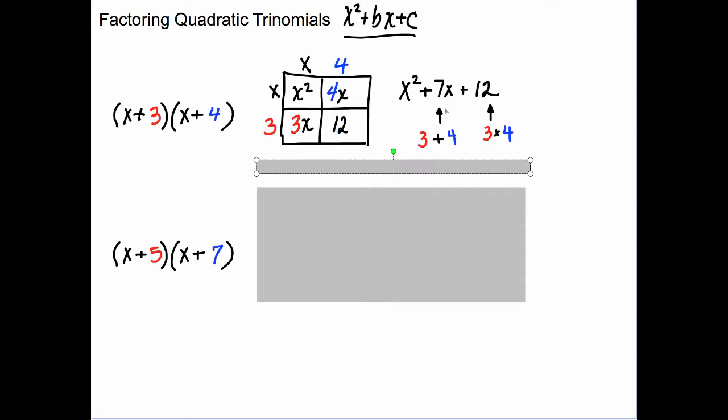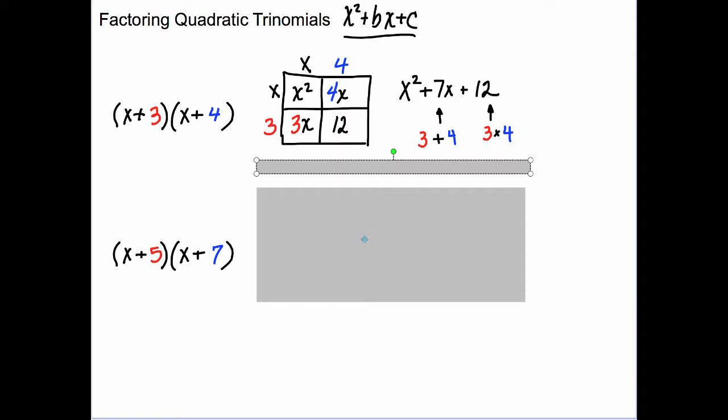Now when we take a look at the final result, the numbers 3 and 4 were added together to give this 7x, and they were multiplied together to give the constant term, which is 12. So if you're going to factor this, one of the things that you might do is look for two numbers that add up to 7 and also multiply to 12.